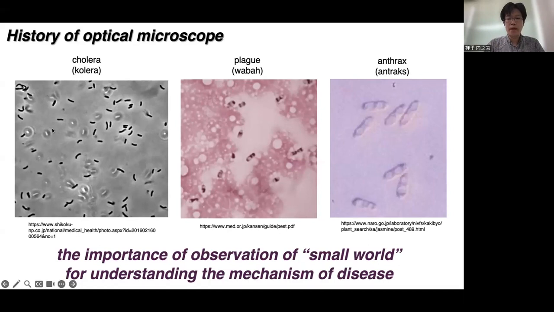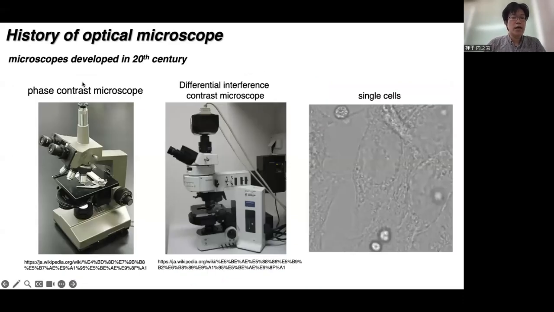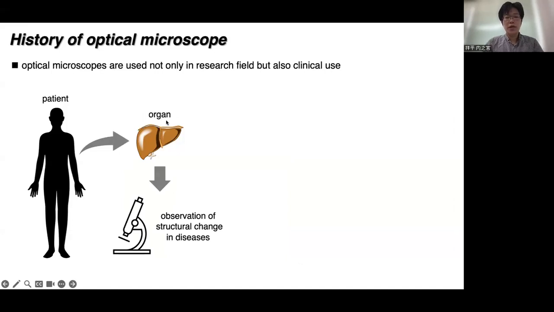Based on the discovery, people developed medicines for infectious diseases. So people recognized that it is very important to observe the small world for understanding the mechanism of things, including disease. So nowadays, many types of optical microscope have been developed, for example, the phase contrast microscope and other types of microscope. And now these microscopes can provide images at the single cell level. So optical microscopes are a very powerful tool, not only in the research field, but also for clinical use.